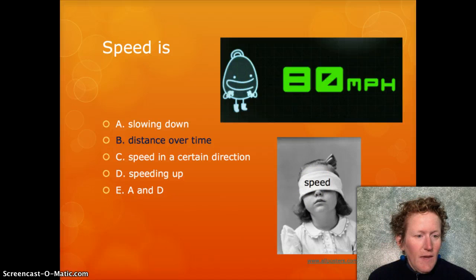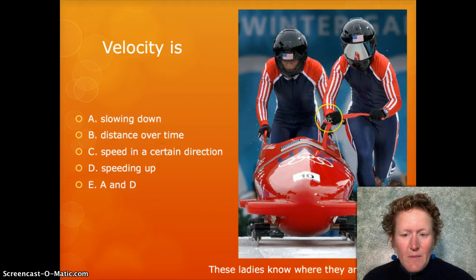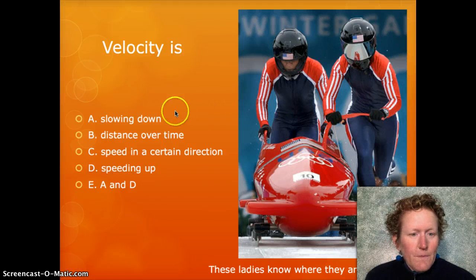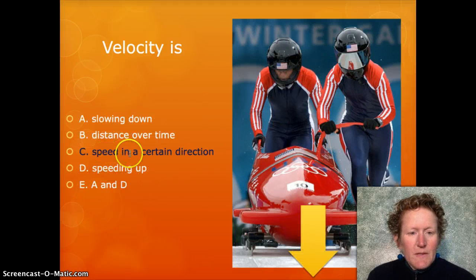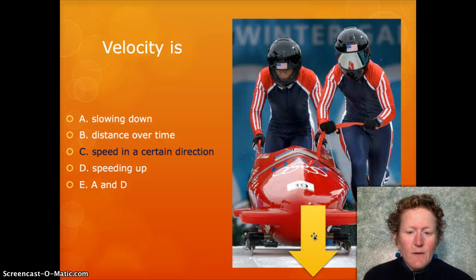That's speed. Now, if we're going to talk about velocity, velocity knows where it's going. These ladies pushing this bobsled know exactly where they're headed. So velocity, you know where you're going. It's different than speed. So if you know where you're going, that's speed in a certain direction. We can express velocity as a vector quantity. A vector has a magnitude, size, that's how fast you're going, and it shows direction. So magnitude and direction equal a vector.